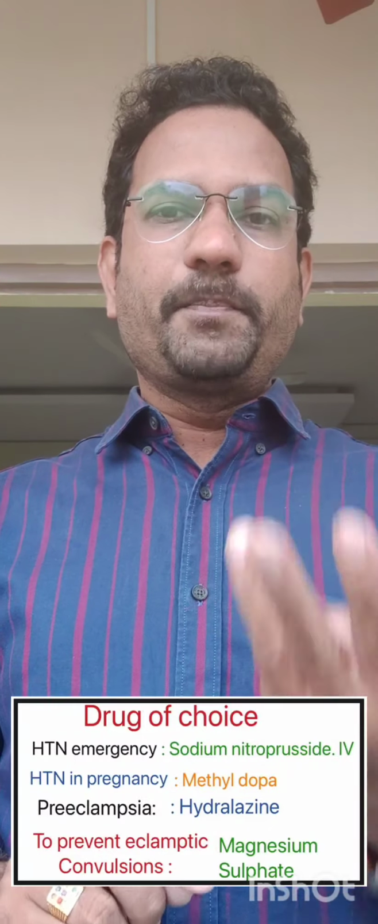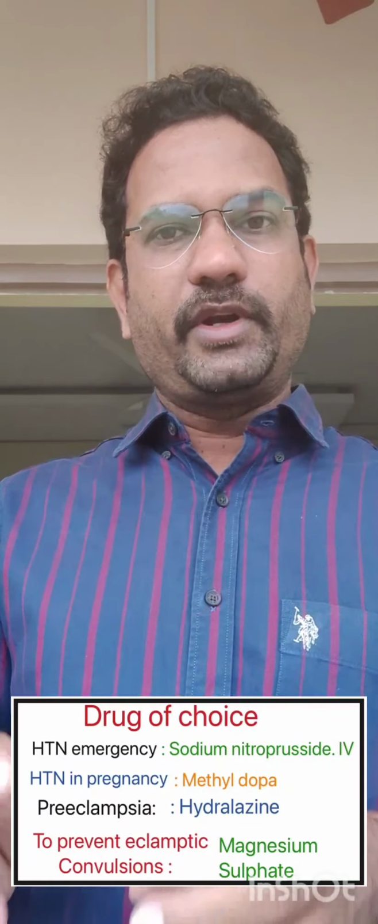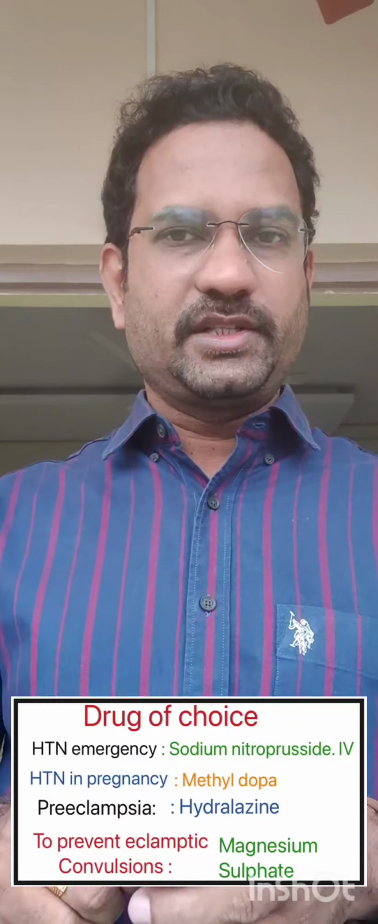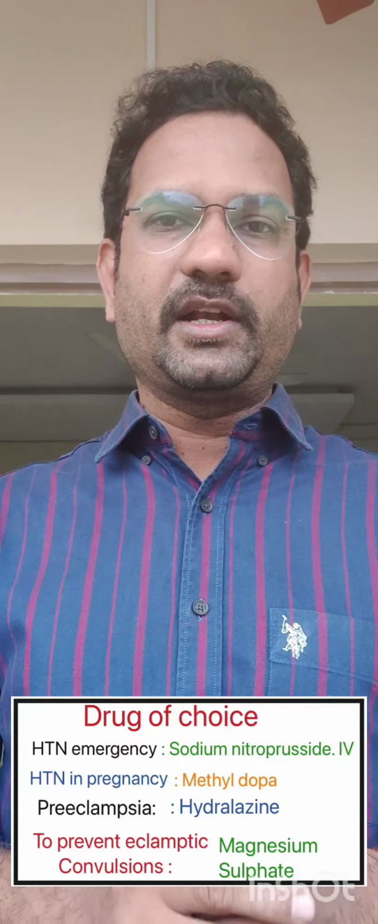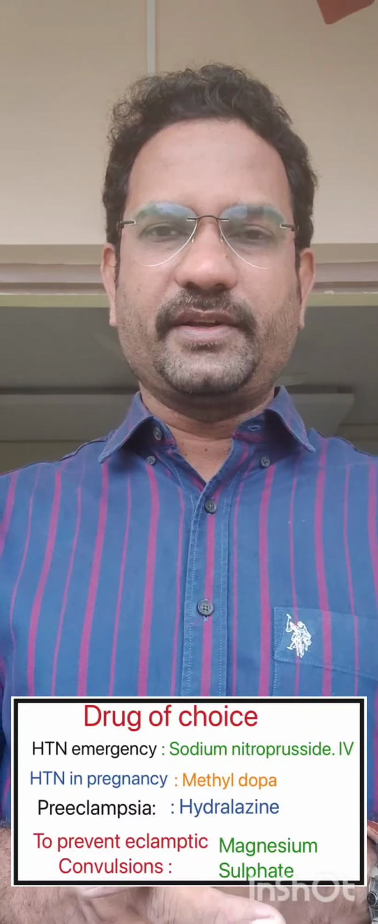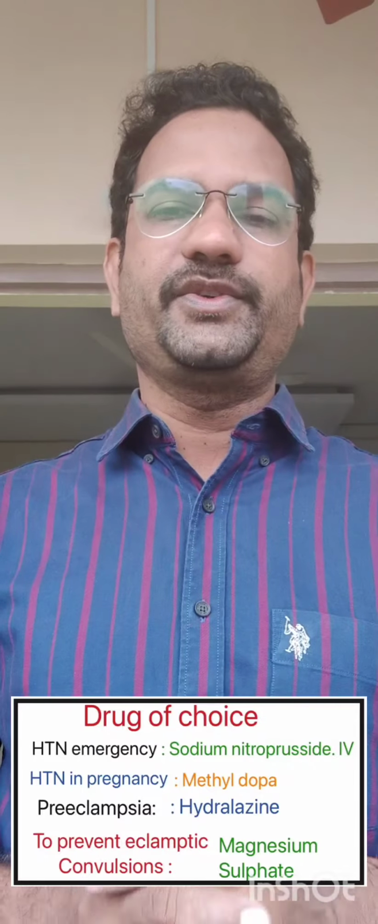Next one, to treat preeclampsia. Preeclampsia is a condition especially seen in pregnant women. When a pregnant woman has long-term hypertension, it may cause convulsions. That condition is called preeclampsia. This is treated by using the drug hydralazine. Now, to prevent preeclampsia and convulsions, magnesium sulfate is used.